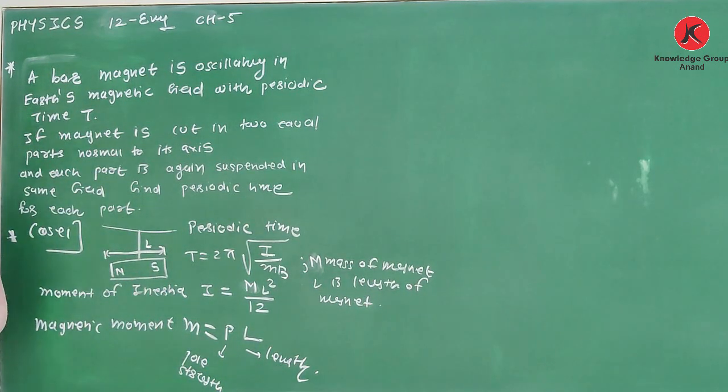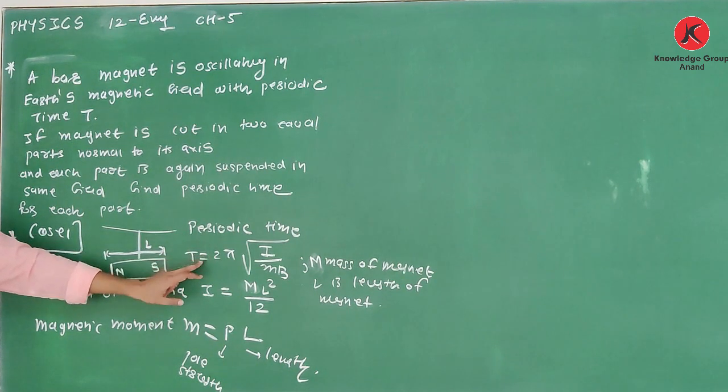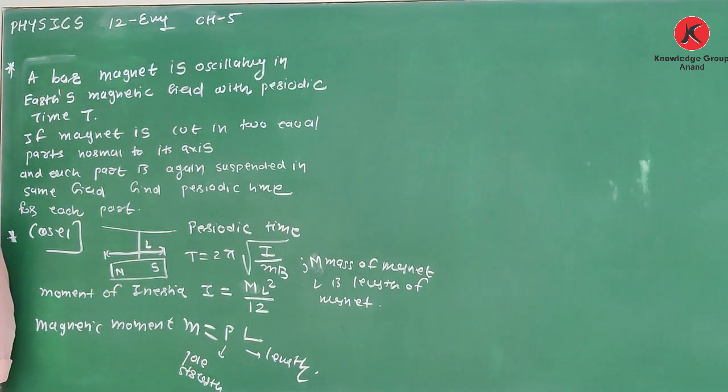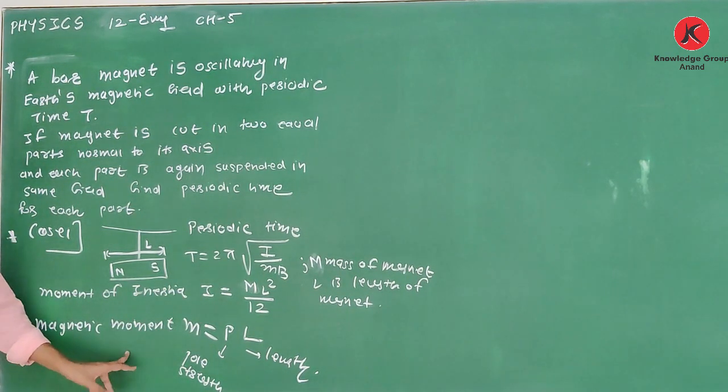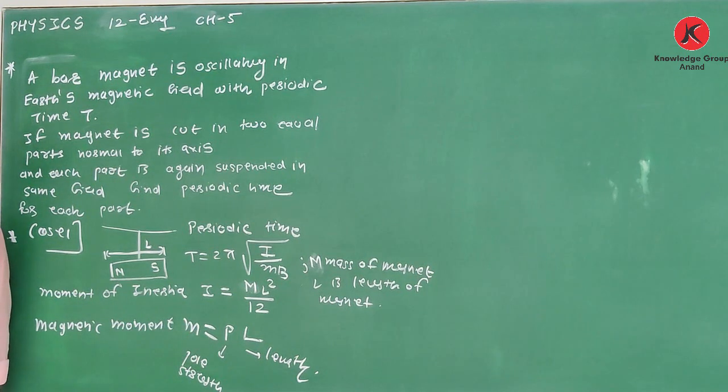Clear about this? So again, we have a bar magnet having periodic time T is equal to 2π under root I upon MB. Moment of inertia I is equal to ML² by 12. Magnetic moment M is equal to P into L, where P is pole strength and L is length, and capital M is mass.